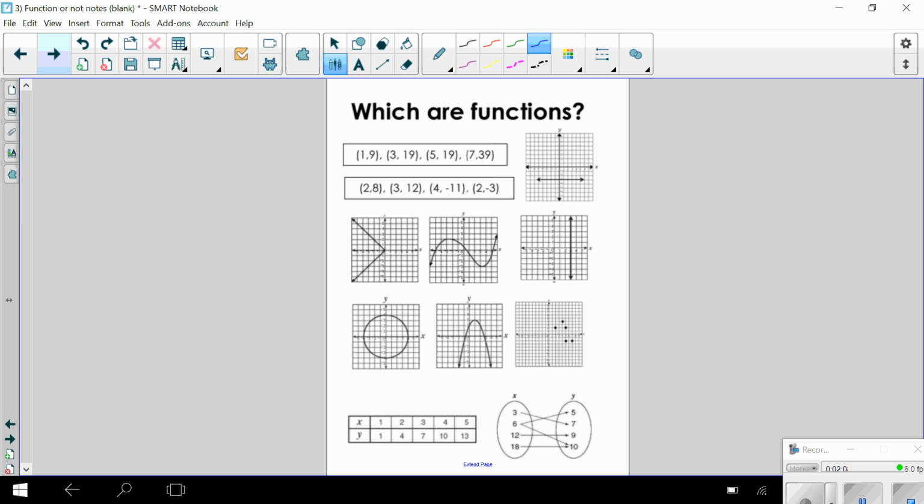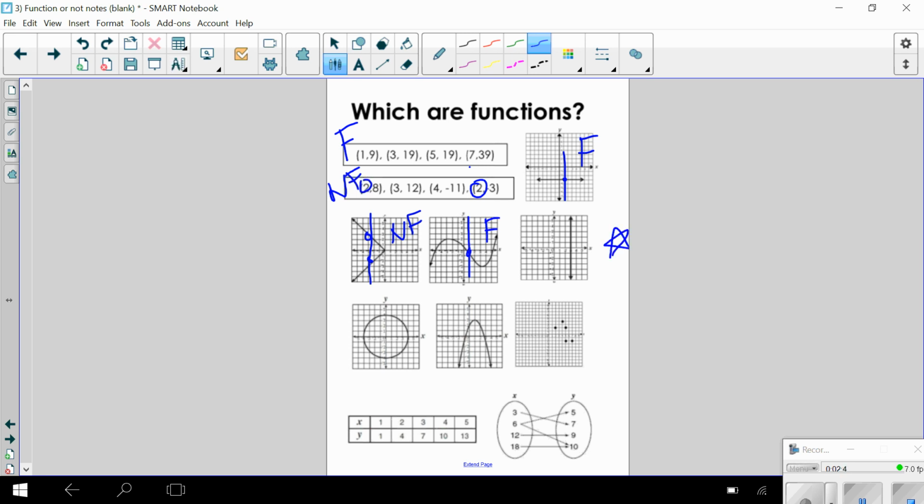Let's identify whether these are functions or not. This is a function because the values 1, 3, 5, and 7 in my x values do not repeat. This is not a function because the 2 repeats. By the vertical line test, it crosses one time, so this is a function. Vertical line test, this crosses 2 times, not a function. Vertical line test, this crosses one time, it is a function.